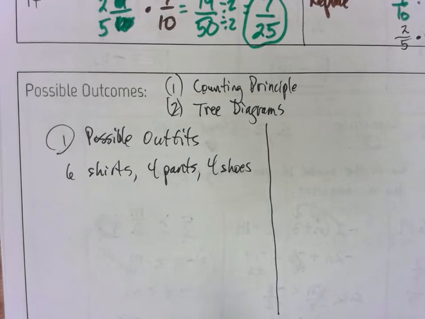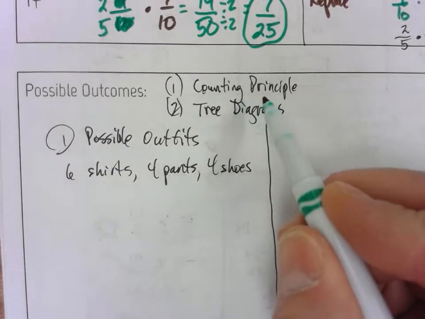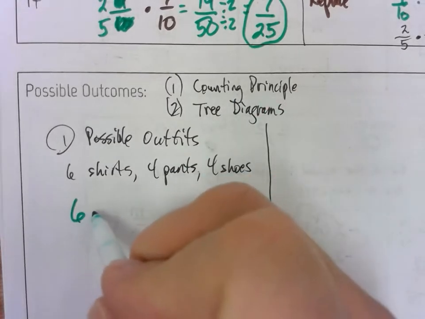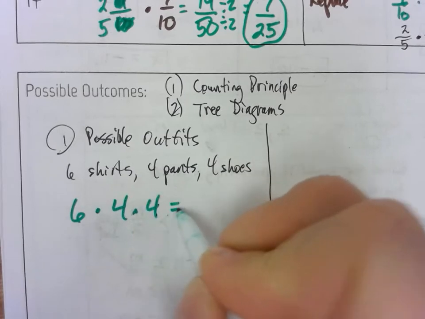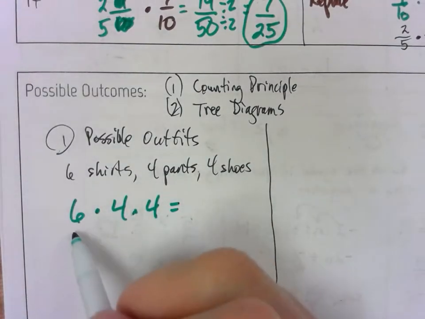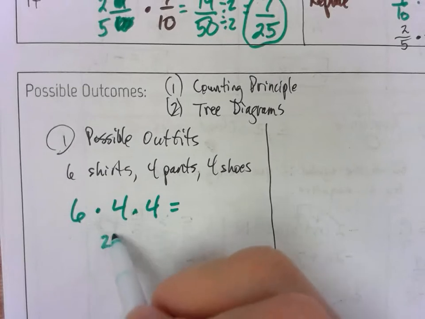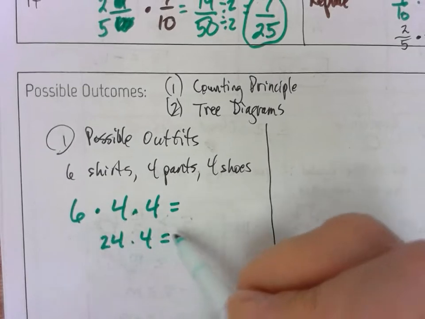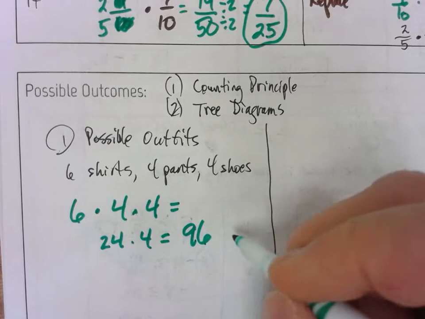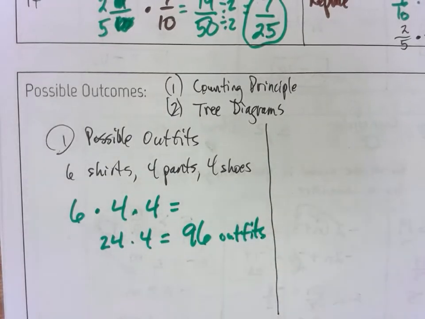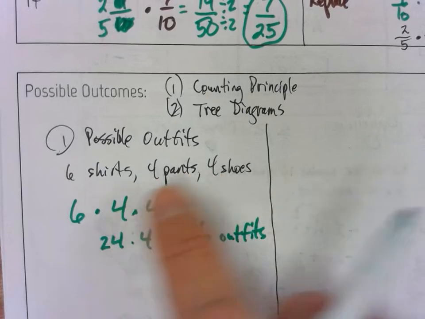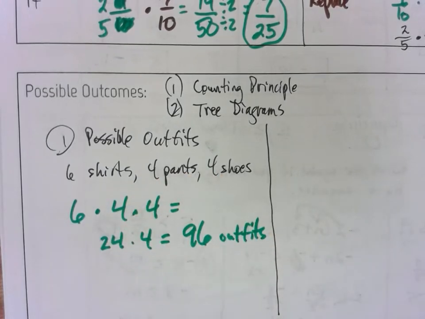All right, so if you're going to use the counting principle, you'd say, of course, we got 6 shirts times 4 pants times 4 shoes, and you just multiply all that together. Of course, 6 times 4 would be 24, and 24 times 4 means there would be 96 possible outfits you could make. If you had 6 shirts, 4 pairs of pants, and 4 different pairs of shoes, you can make 96 different outfits. That, of course, is called the counting principle, where you just multiply them together.